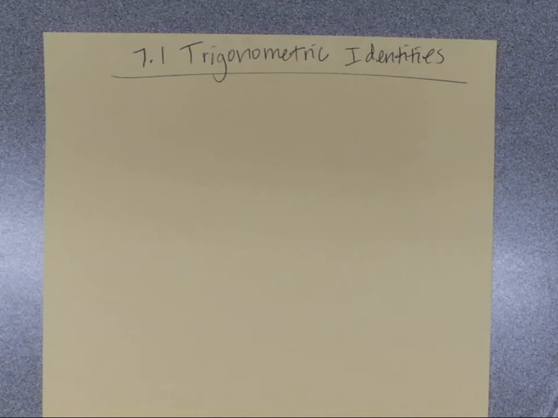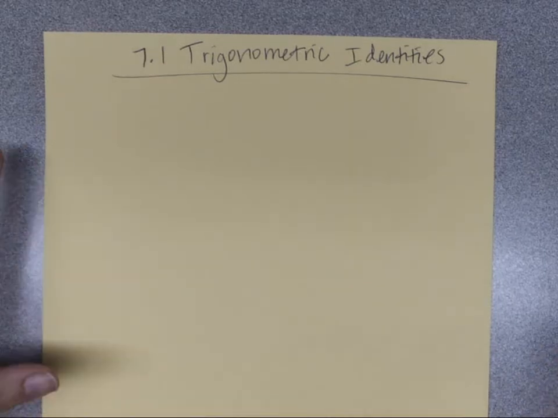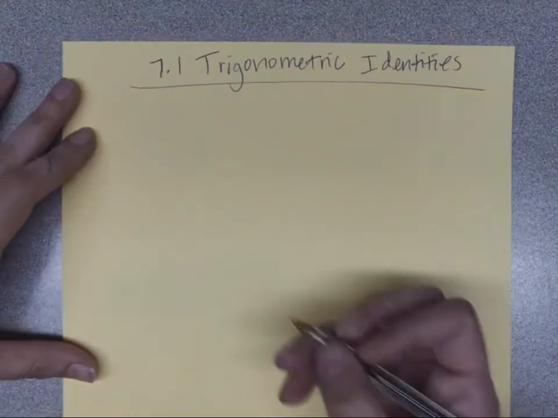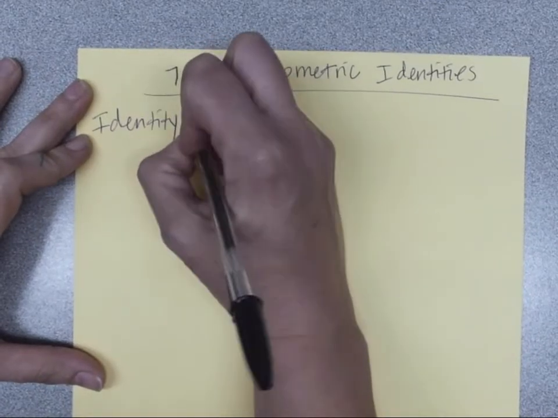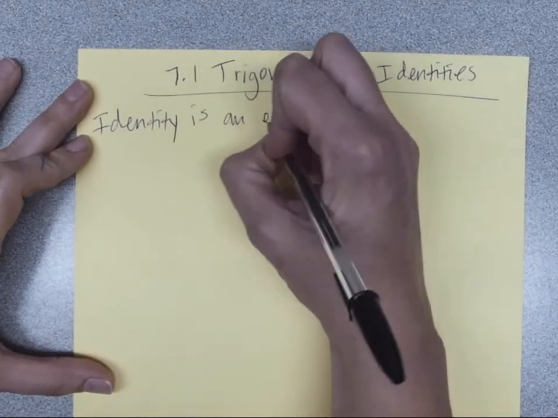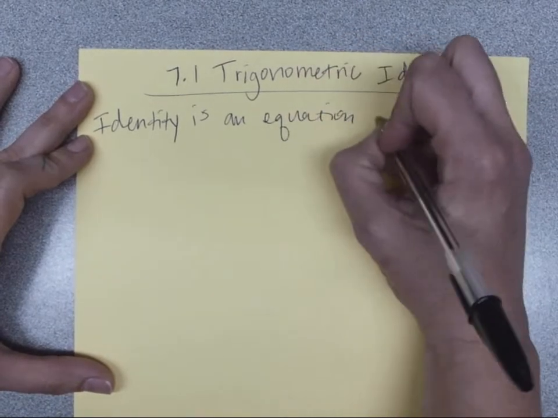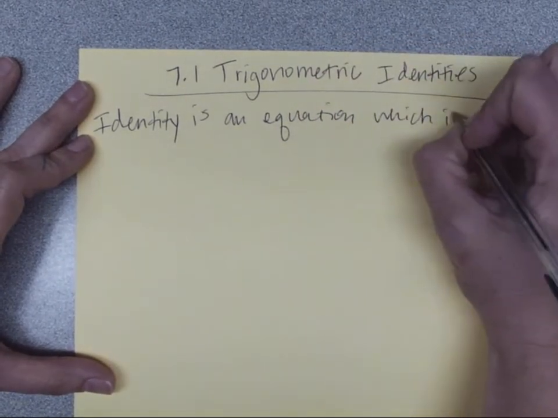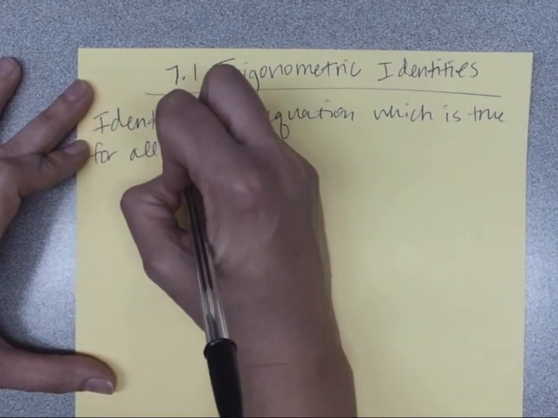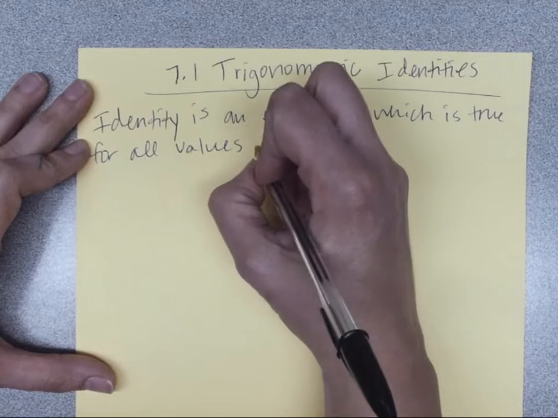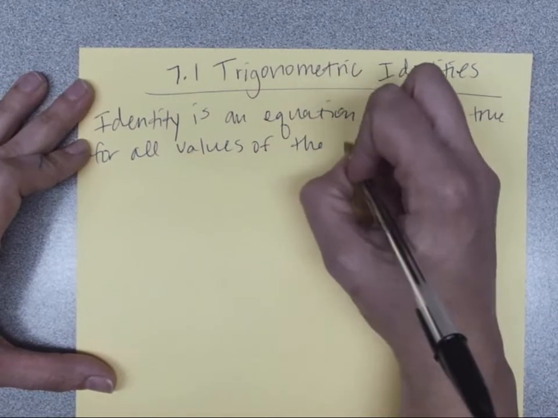Okay, in this video we are going to talk about section 7.1, which is trig identities. The first thing we're going to talk about is what an identity actually is. So an identity is an equation which is true for all values of the variables. So I'm going to write that down. So an equation which is true for all values of the variables.